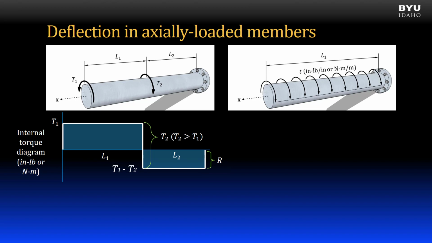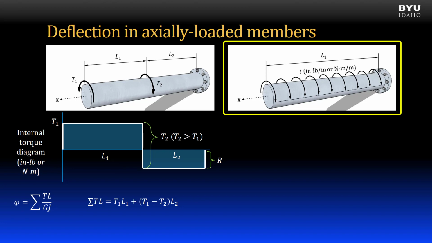If the cross-section and material property G are constant, then this form of the angle of twist equation can be used. The numerator of the equation can be written as the sum of the area under the internal torque diagram plot, being careful to take sign into account.